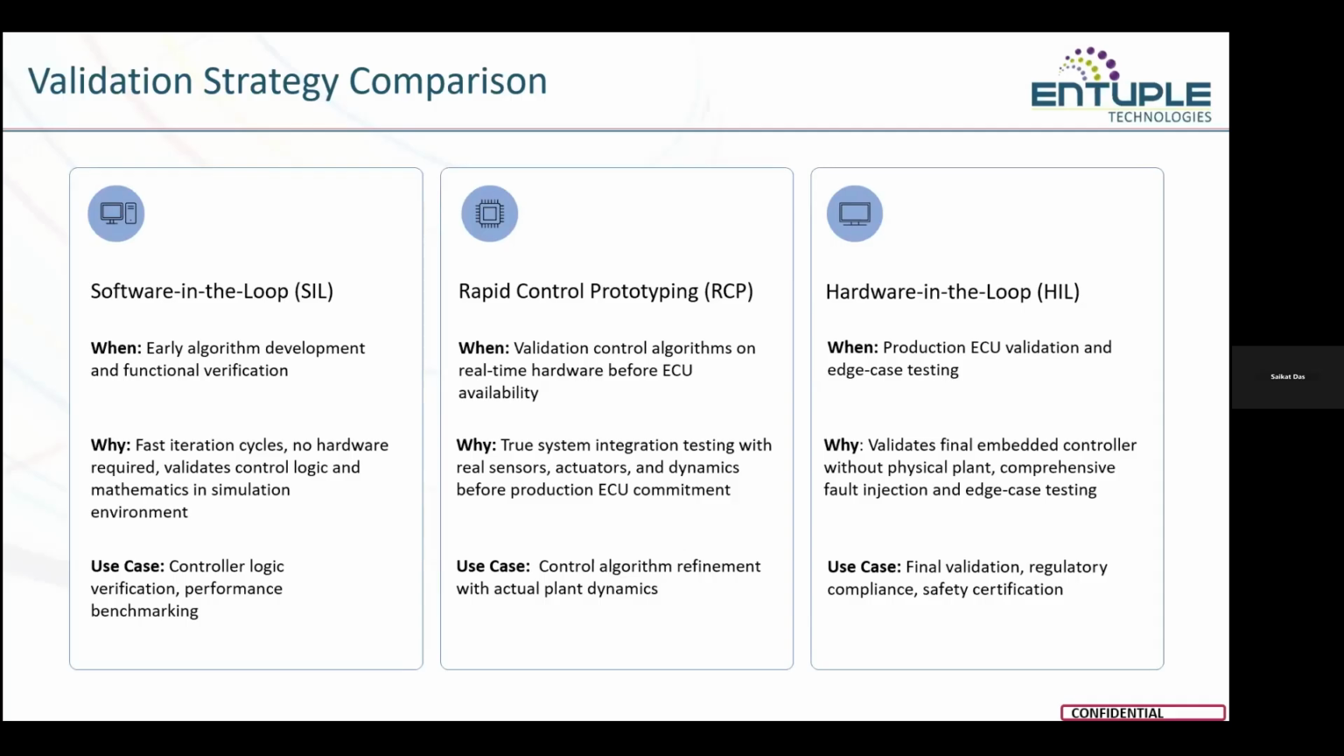However, software in loop does not capture real-time constraints or hardware effects, so it is not sufficient by itself for production readiness. The next is rapid control prototyping, which bridges the gap between simulation and real-time hardware. In rapid control prototyping, the control algorithm runs on a real-time controller or real-time target hardware while interacting with real IOs like real sensors, real actuators, or a real plant.